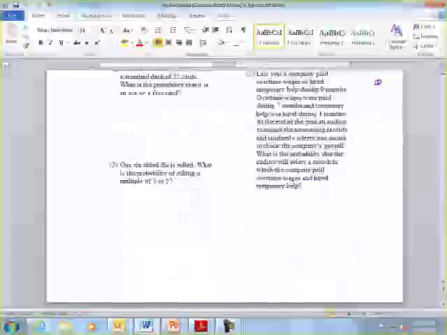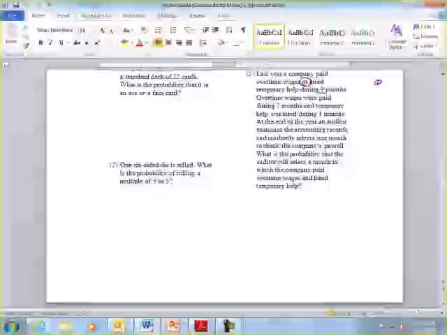Last year, a company paid overtime wages or hired temp help for 9 months. We have our keyword "or" there, and that goes with the 9 months. Overtime happened during 7 months, and temp help during 4 months. At the end of the year, an auditor examines the accounting records, randomly selects 1 month to check the payroll. What is the probability the auditor will select a month in which the company paid overtime and hired temp help?